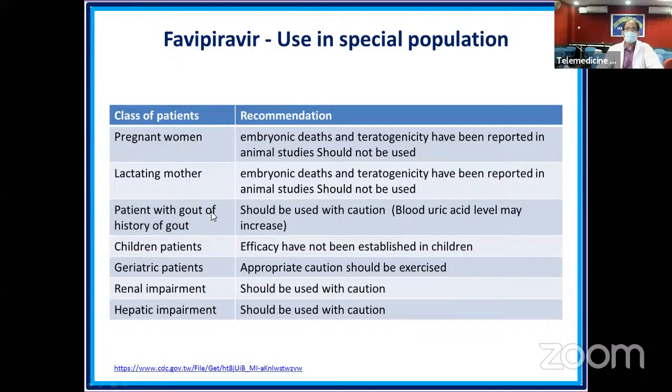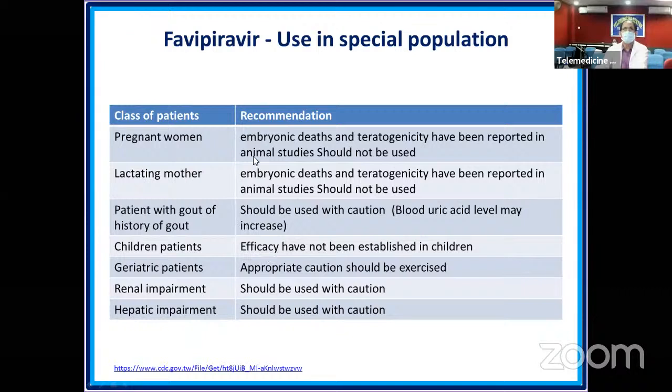Patients with gout or a history of gout should not use it, or use it with caution, because it increases the uric acid level. Children less than 12 years of age should not use it. In geriatric patients, use with caution, particularly those with renal impairment. eGFR less than 30, should not be used. Hepatic impairment, should not be used. If liver enzymes go more than 5 times the upper limit of normal, one should not use it.